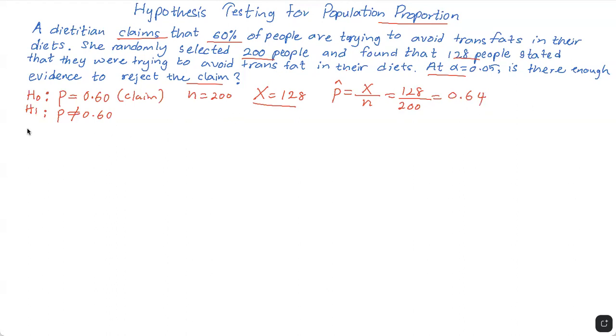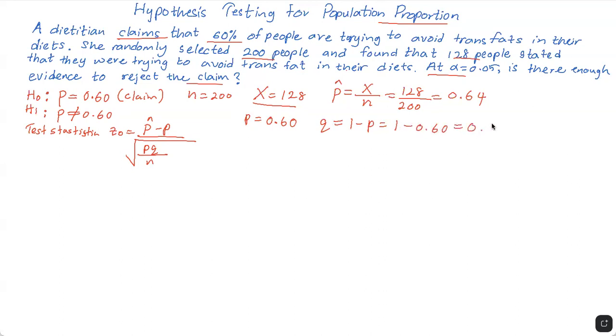Now, let's look at the test statistic formula for this testing. We are going to use z-scores. Z naught equals p hat minus p over square root of p times q over n. So as you can see, we need to have p and q. We already know the p value, so p equals 0.60. Then you can calculate the q value. Q is 1 minus p, so 1 minus 0.60, which is 0.40.